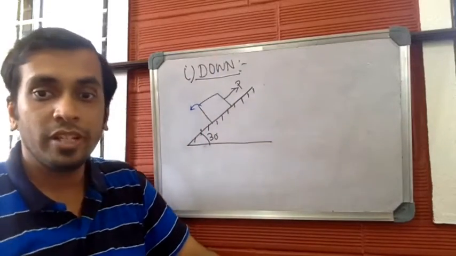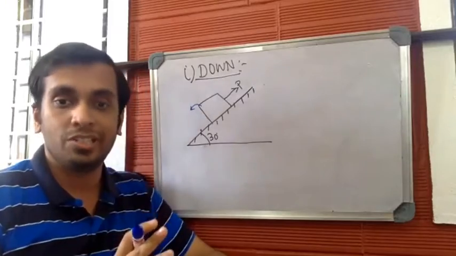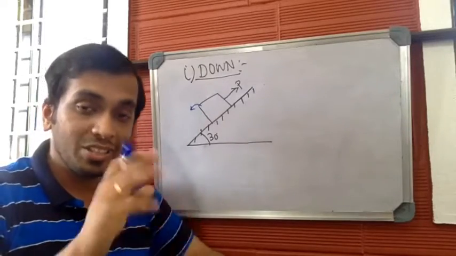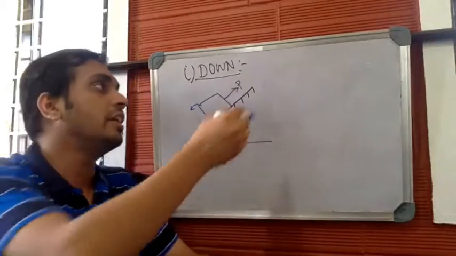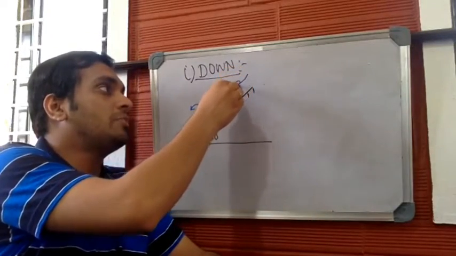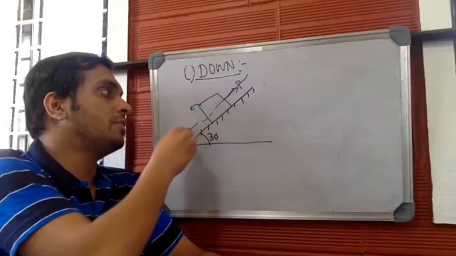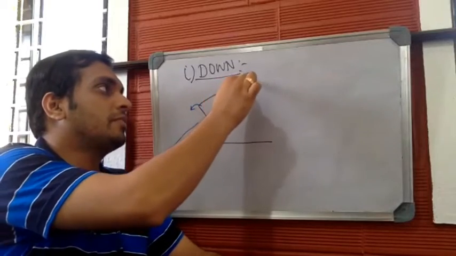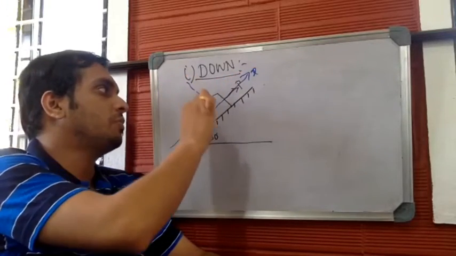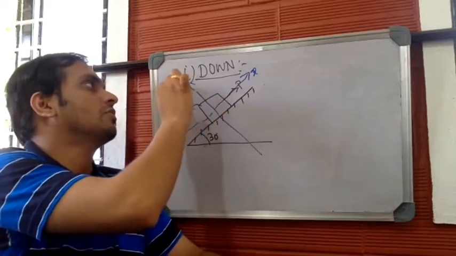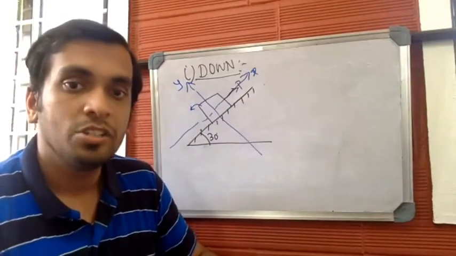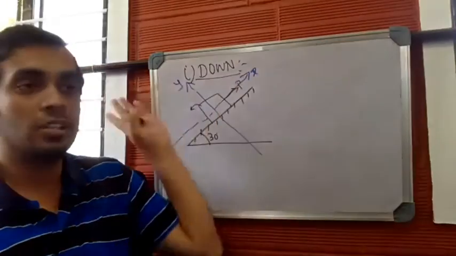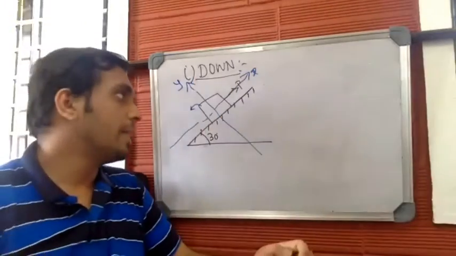So what is step number one? In step number one, you'll draw the coordinates such that the x-axis should always be parallel to the surface. The surface is inclined here, so the x-axis should always be parallel to the surface. This will be the x-axis and corresponding to this will be the y-axis. The axes will be inclined here. Step number one is done.